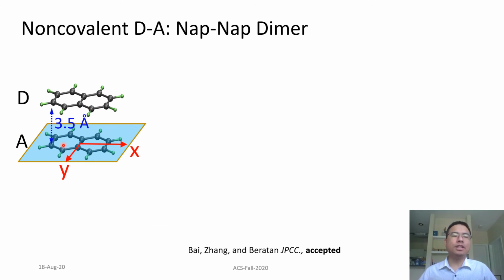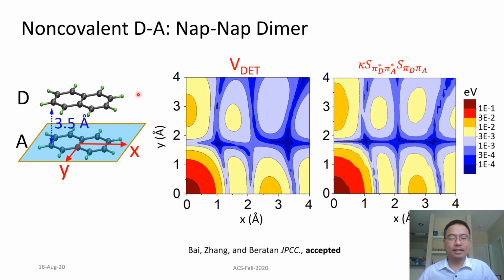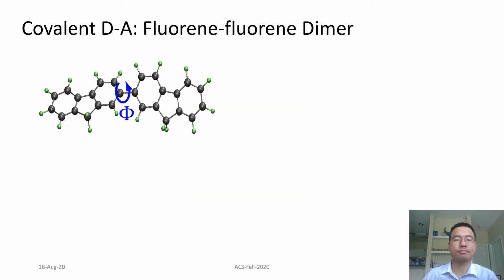We also move the molecule along the XY dimension in 2D space and calculate the coupling and overlap term. As shown here, still the performance of the overlap is very good. All the peaks are reproduced, and the magnitude is excellent except for the long distance region.